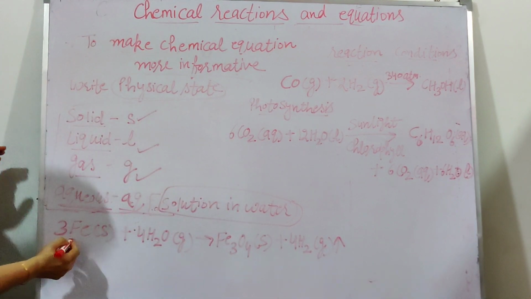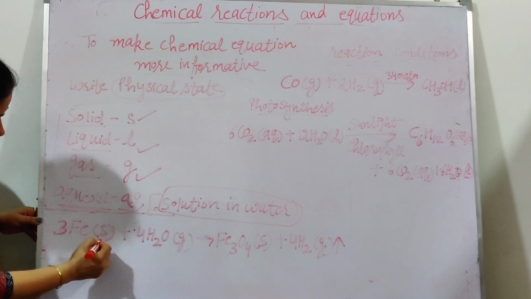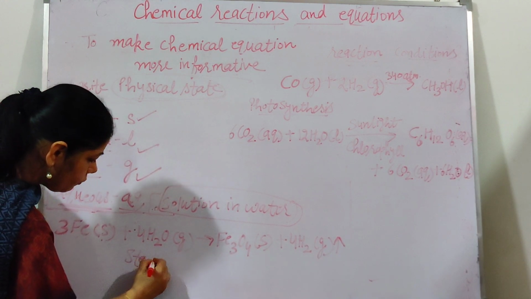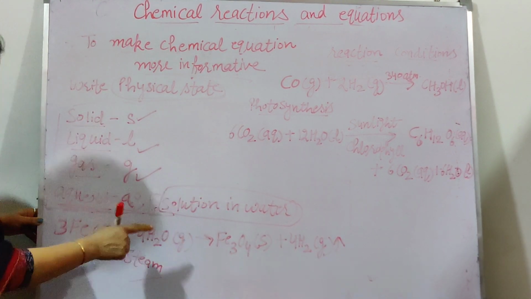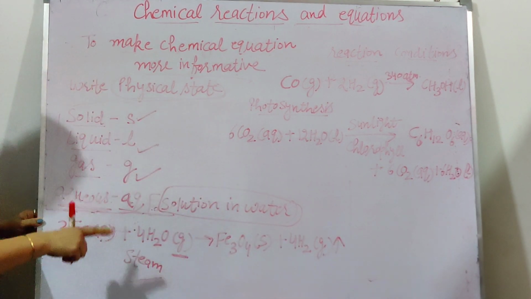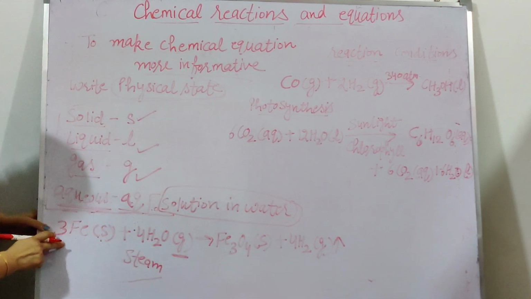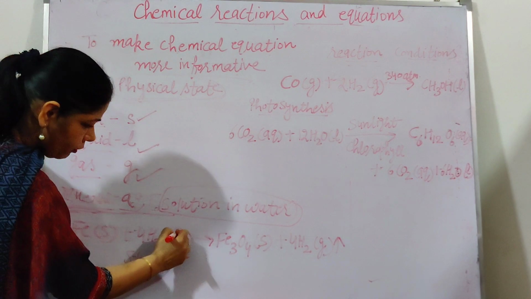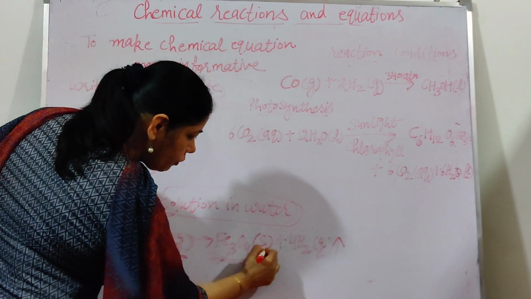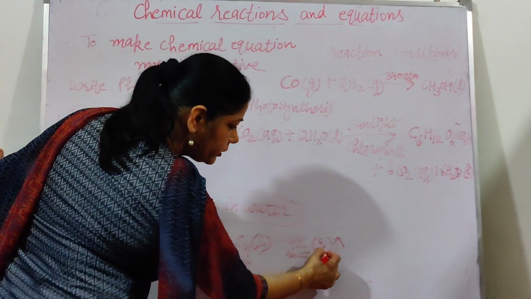Let us explain it with the help of one example. The same equation I am taking, Fe, that is solid, I'll write here S. Steam is passed over iron. It means water is there, but in which form? In gaseous form. If the water is in liquid form, then we will write L, but the steam is passed over the iron, so water is in gaseous form. I'll write G here. Then Fe3O4, that is again solid, and 4H2, that is hydrogen gas. I'll write G here.